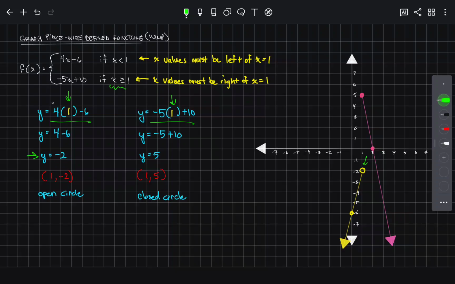We also know that with linear functions, it's going to have a y-intercept of negative 6. That y-intercept of negative 6 will give us the second point on that line, which is why it started at 1, negative 2 and crossed through at 0, negative 6.